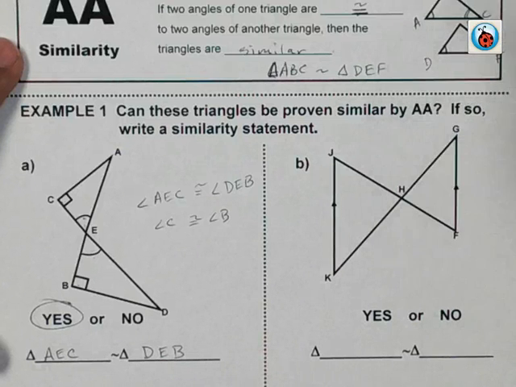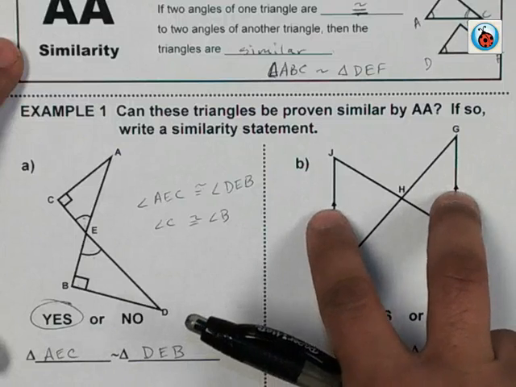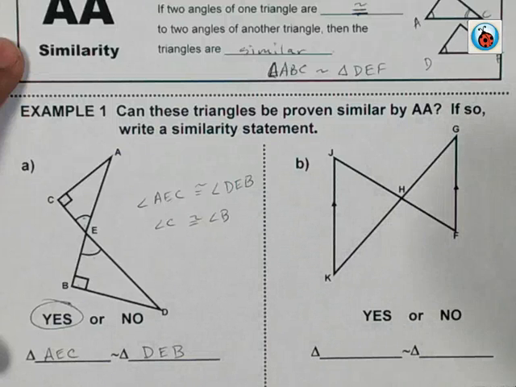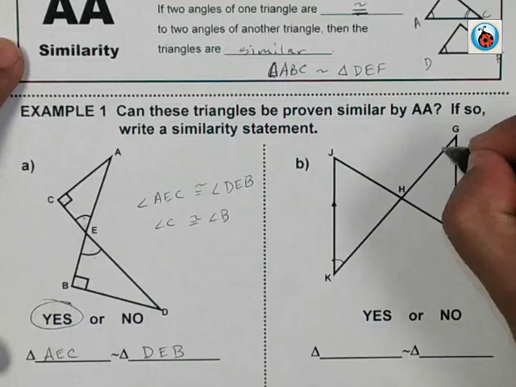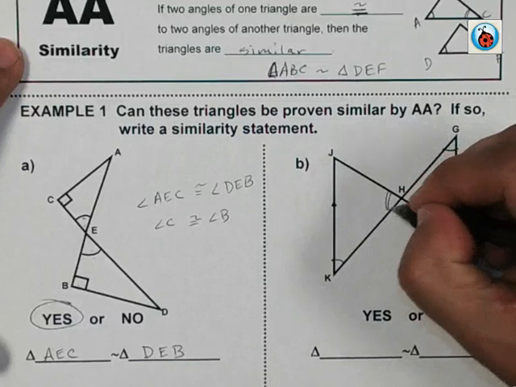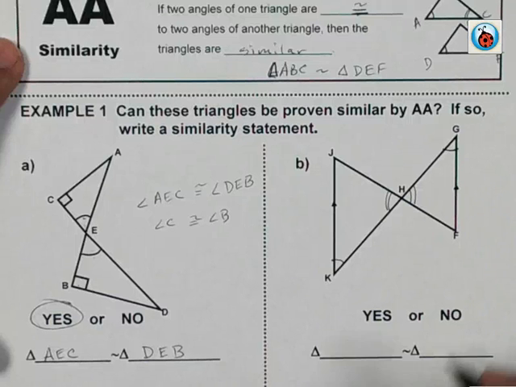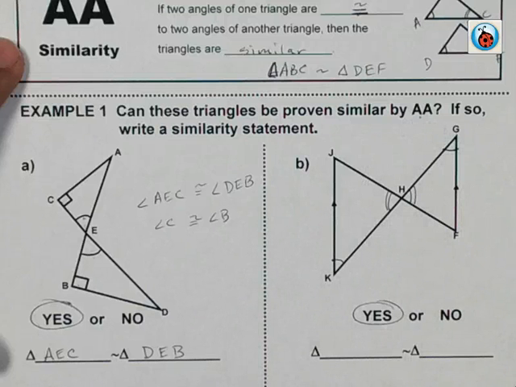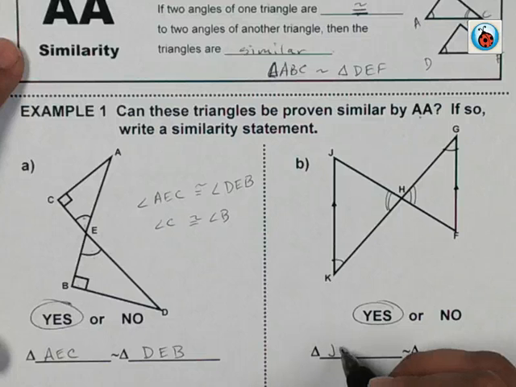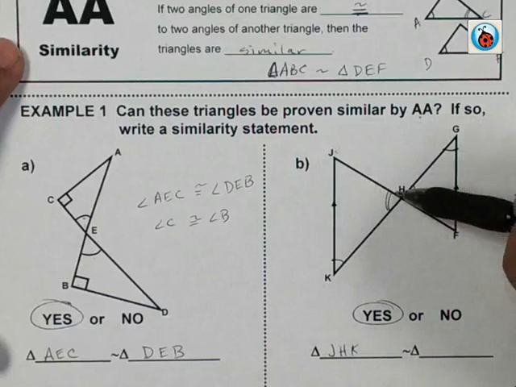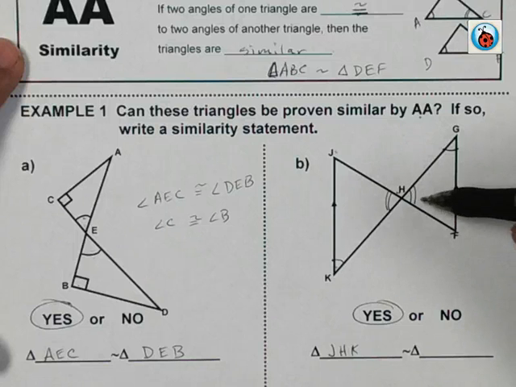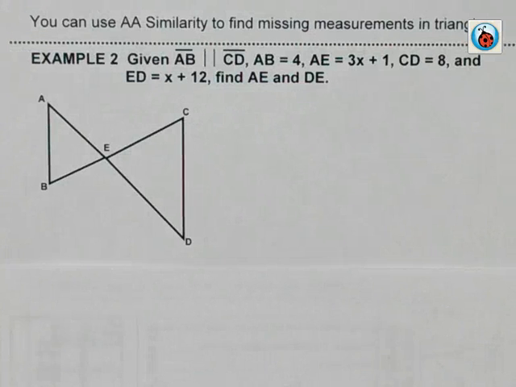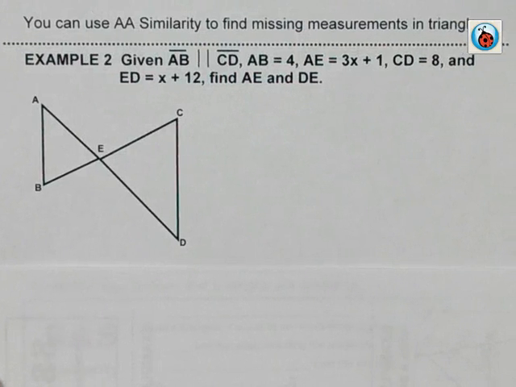Now let's look at this next example. Notice these two little arrows, which mean that side JK and side FG are parallel. That creates alternate interior angles that are congruent, and I also have vertical angles that are congruent. So the answer is yes, because I have two pairs of angles that are congruent. Let's call this triangle JHK, and then the second triangle would be FHG.